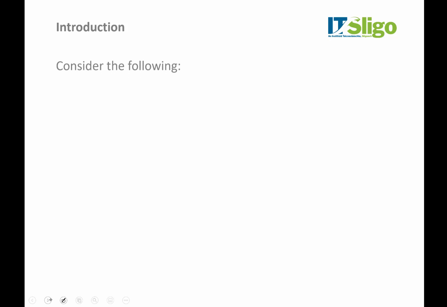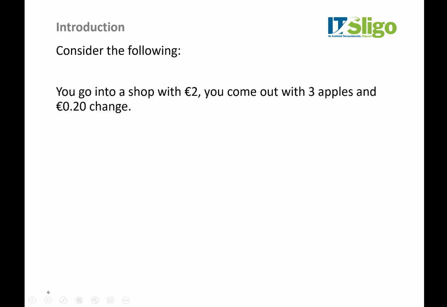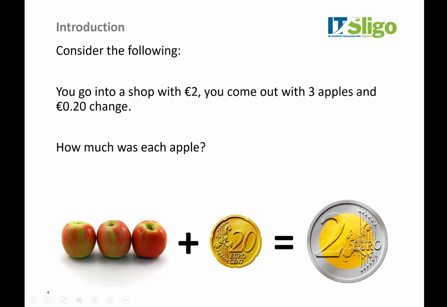So first of all, say if I gave you this very straightforward problem. Go into a shop with €2, you come out with 3 apples and 20 cents change. So how much was each apple? So here's our outcome and there's our input. So we have an output and an input.